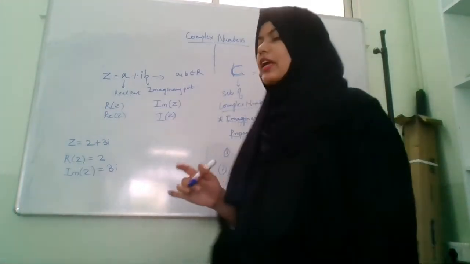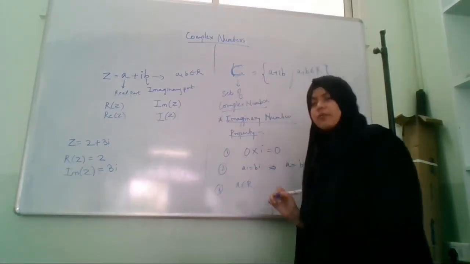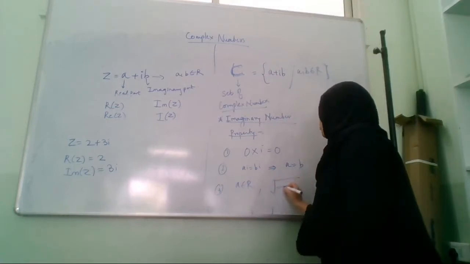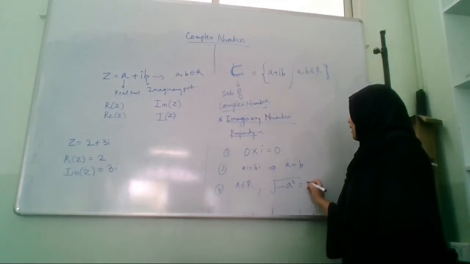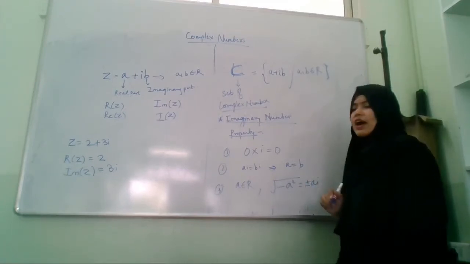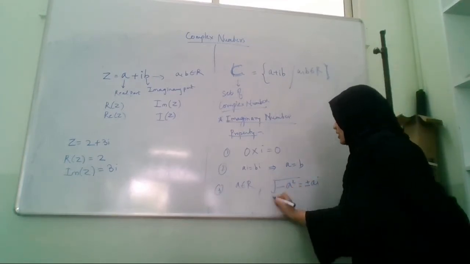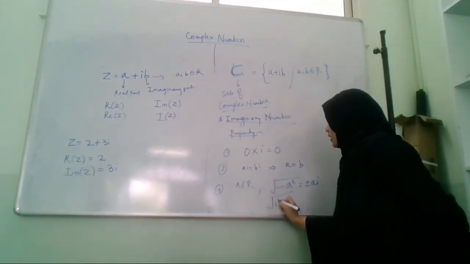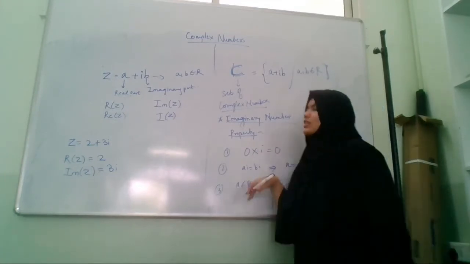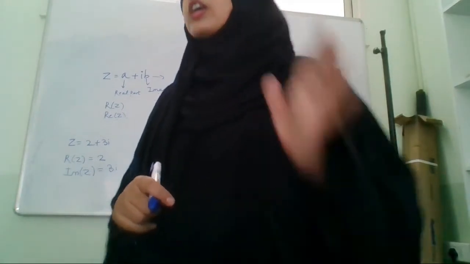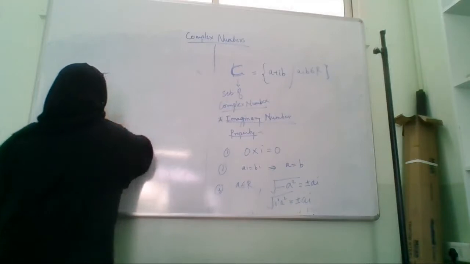And the third property is, if a is any real number, then under root of minus a square will be plus minus ai. Why? Same case as minus 25. You can solve this as under root of minus, which means i square, into a square, which is equal to plus minus ai. So these are the properties for imaginary numbers. So we have a complex number.